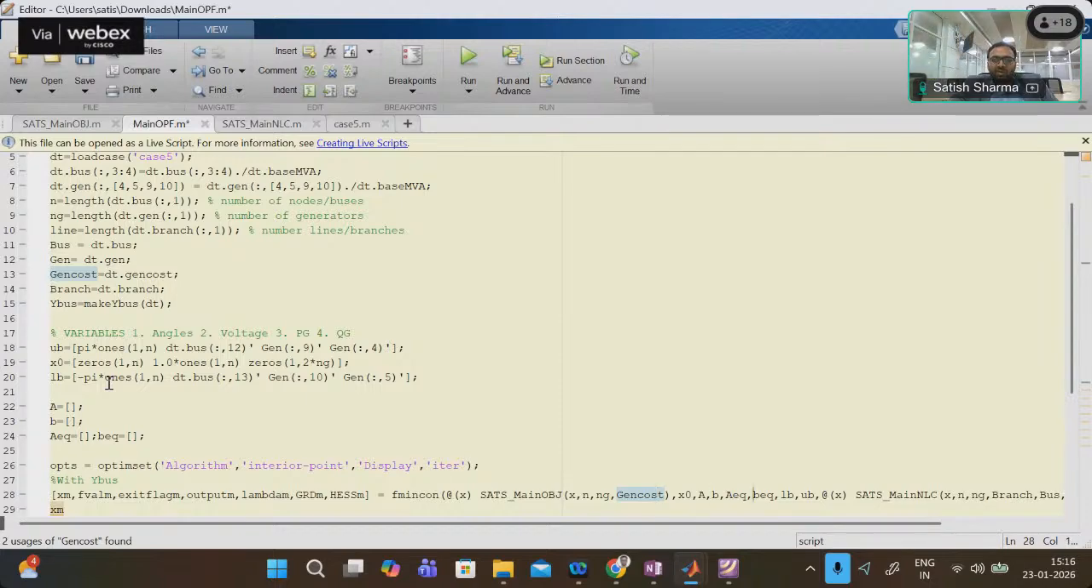Okay, so we have defined up to this particular part. Now let's define the nonlinear constraints.